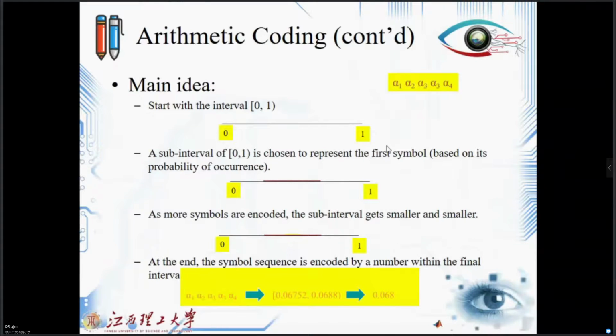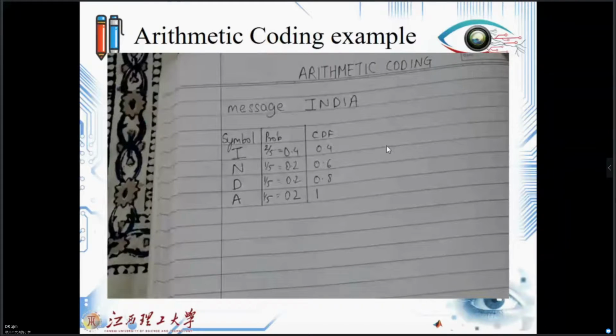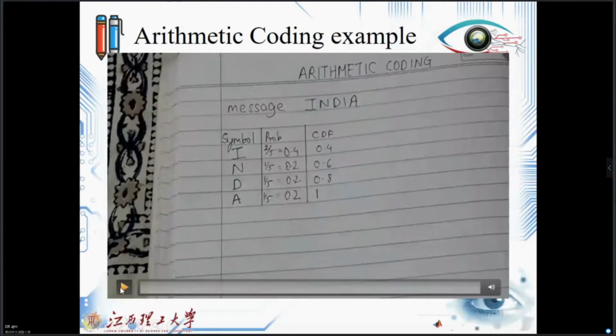Okay. For this also, I bring one video for you that you can see. Suppose in this arithmetic coding, I want to encode a word which has the symbols INDA, something like India, and I want to calculate based on this method. Let us see.